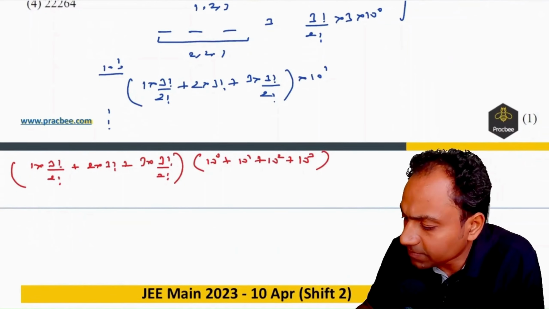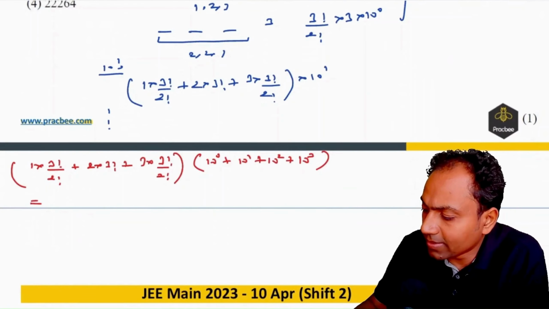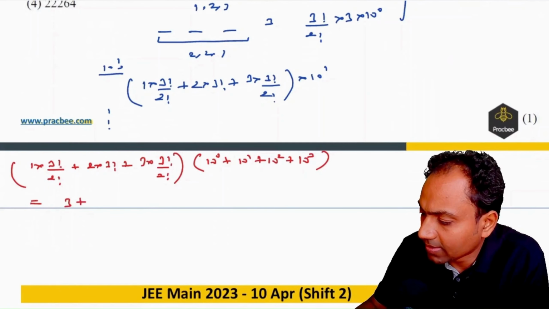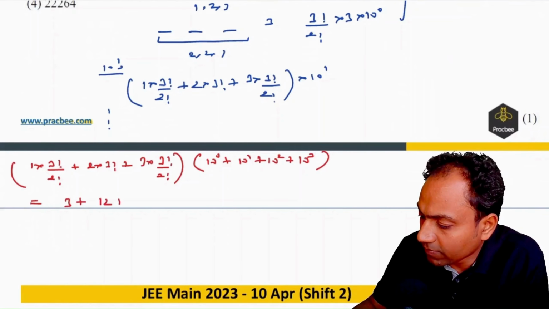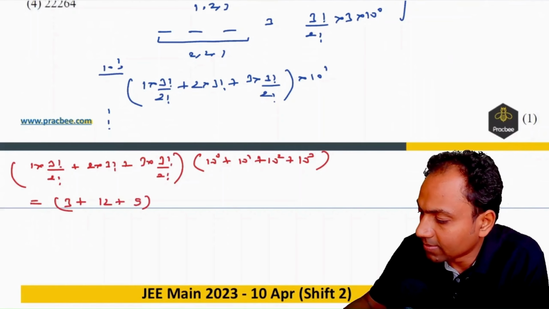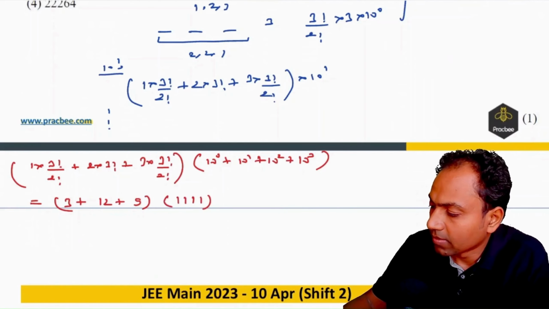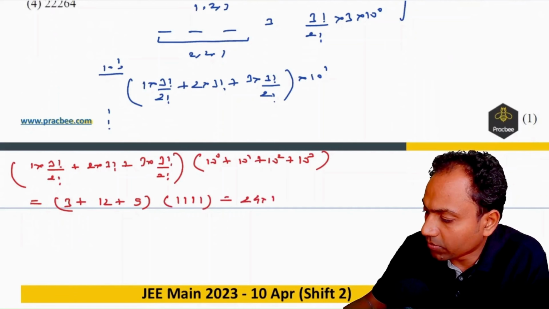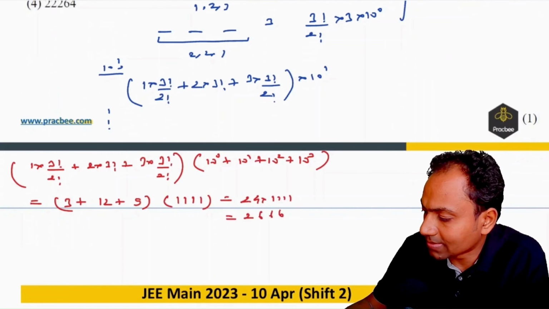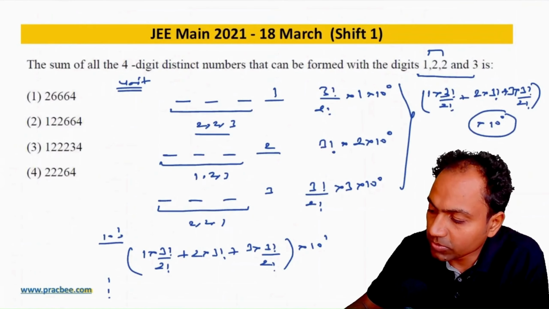And if I do this, what I can write from the first place is nothing but 3, and this becomes nothing but 12, and this becomes nothing but 9, and this becomes, if I simplify, 1, 1, 1, 1. So this is nothing but 24 into 1, 1, 1, 1. That comes out to be 2, 6, 6, 2, 4. And that is nothing but option 1.